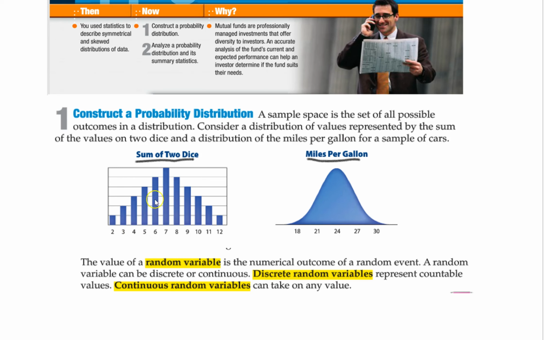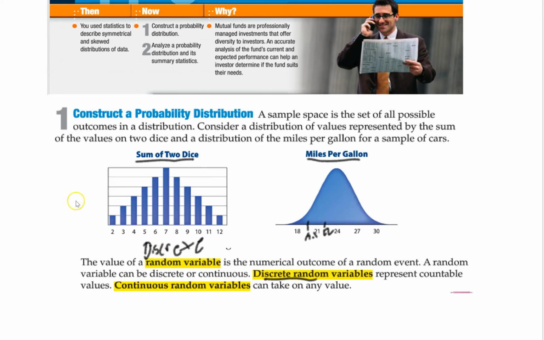We can't roll 2 dice and get 3.5, for instance. You can't get 8.1. It doesn't work that way. Miles per gallon, you can, though. You could get every number in between. You could get 21, you could get 22, you could get 19.1. You could get any value in between. We have names for these two. The one right here, where it has to be certain values, we call this discrete.